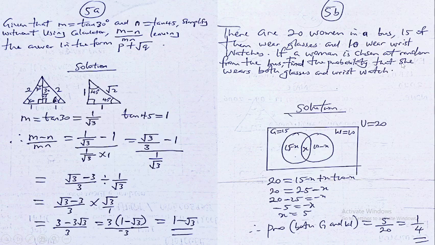We have to find the probability that the person picked at random wore both glasses and a wristwatch. So how many people wore glasses and wristwatch? They are 5 in number. Out of them, one person is selected. So that means the probability of that is 5 out of what? 20. 20 is the total number of people involved. The total outcome is 20, and the favorable outcome is 5. So the probability is 5 over 20, and that will give us 1 over 4. And that is the solution to question number 5b.